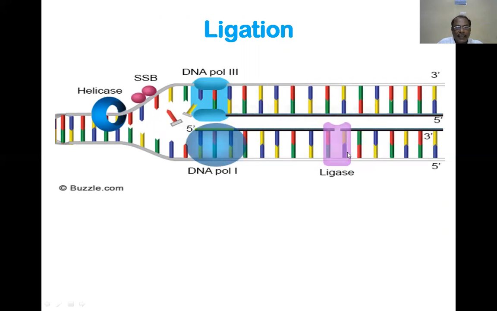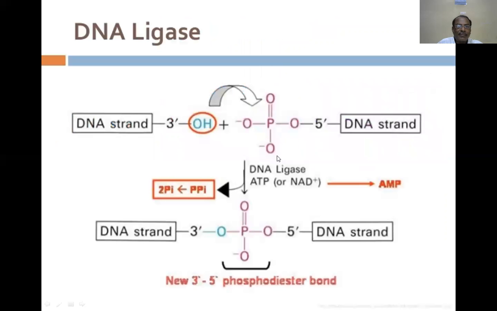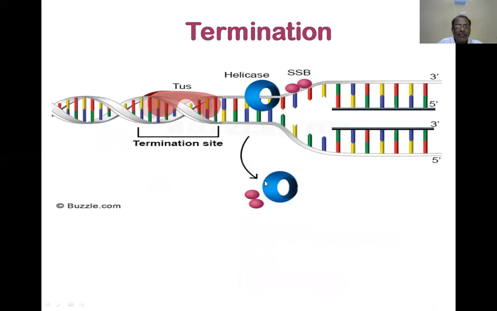And then ligase. So now helicase, single strand binding proteins, DNA polymerase 3, which continuously joins the nucleotides. And in the last, the primer's gap is filled by DNA polymerase 1. And the last one is ligation. So this is the chemical nature of how DNA ligase works. It needs ATP or NAD, and then finally a phosphodiester bond is produced.